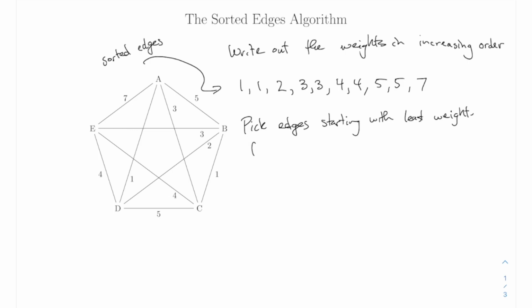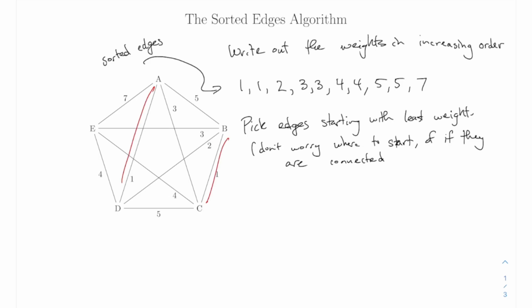And let me just say parenthetically, don't worry if they are connected to one another or anything like that. Don't worry where to start or if they are connected. Like in this example, you can see the two edges with a 1 on them don't even meet up, right? Like this is one of the ones and that's another one of the ones. But we don't care. When we're doing the sorted edges procedure, you just say, I want those two edges, regardless of if they actually go together in any sensible way. All right? Don't worry where to start or if they are connected to one another.